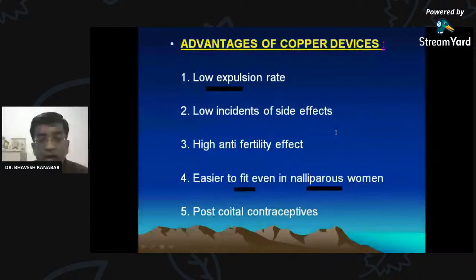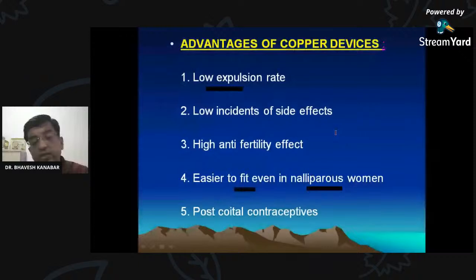This hormone also acts as an anti-fertility hormone in hormone containing devices. It is also a T-shaped device, with a low pregnancy rate as compared to non-hormonal devices. They have fewer chances of ectopic pregnancy as compared to the copper containing devices or this Lippes loop. This non-hormonal device has a greater chance of ectopic pregnancy.